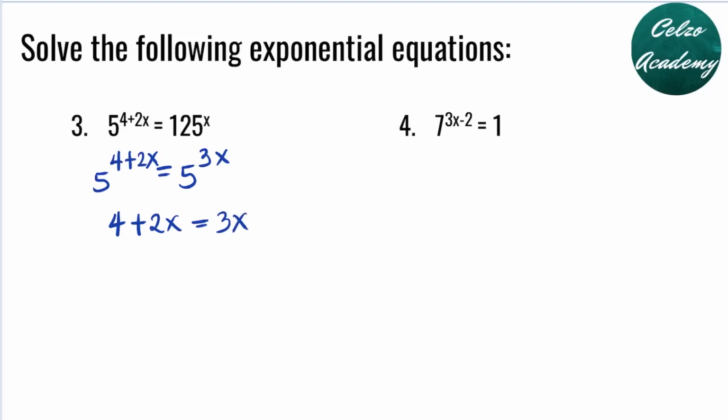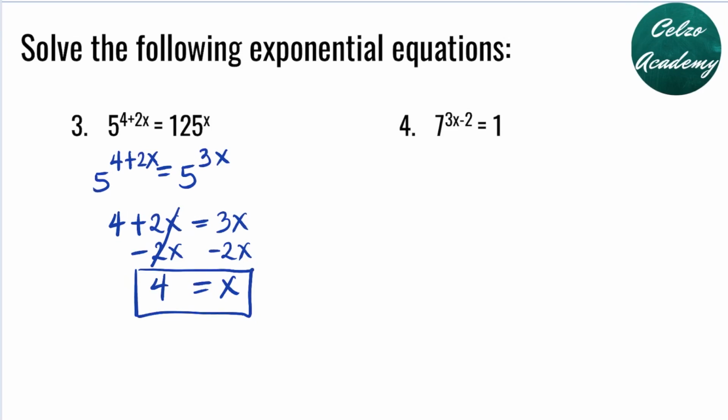Solving for x, I will isolate the x on the right side by subtracting 2x from both sides. Simplifying this, left side is now 4 because 2x and negative 2x is 0. 3x minus 2x is 1x, so the x value here is equal to 4. And you can always check your answer by substituting the value of x into the equation.